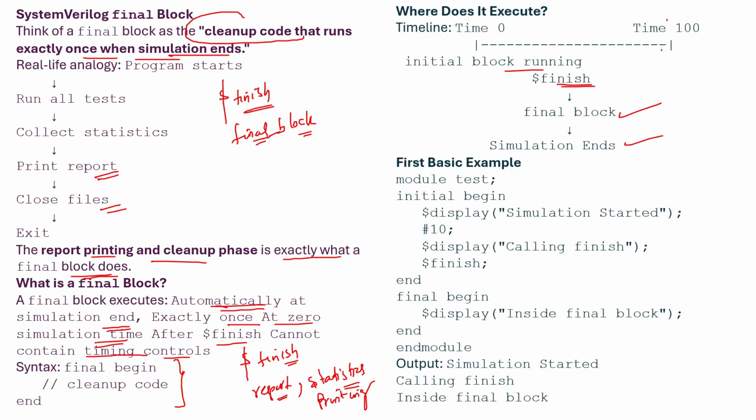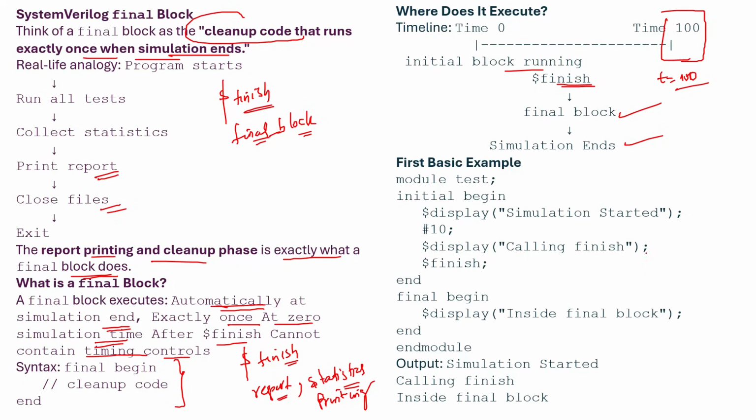See, $finish is called at t equal to 100 only. After this there is no time. That is the reason this final block executes once in the simulation, at the ending of the termination. So when the simulation is terminated, internally it goes here. Then it will print all the statistics and report the objects. That is the reason we write this final block.